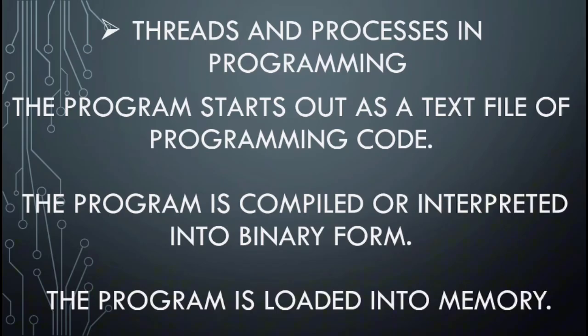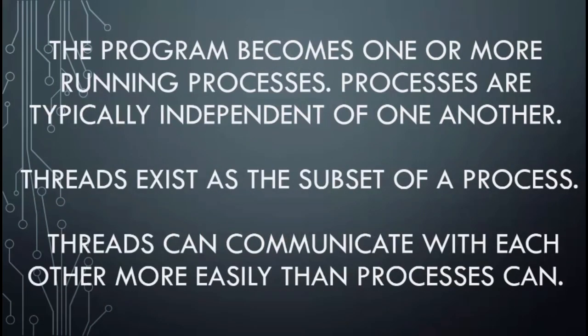The program starts out as a text file or program code. The program is compiled or interpreted into binary form. The program is loaded into memory. We all know the machine language we have been talking about is just zeros and ones. That is the only language the computer understands. So all the typing and testing you've been doing changes to zeros and ones for the machine to understand, and your feedback is given. So the program becomes one or more running processes.